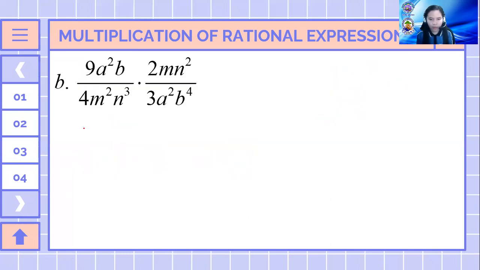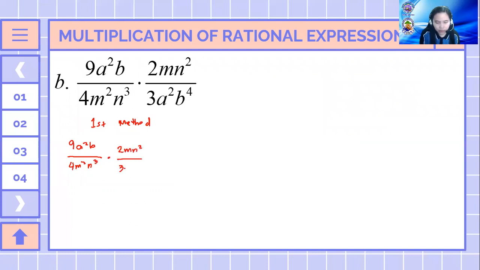We have to find the product of 9a squared b over 4m squared n cubed and 2mn squared over 3a squared b raised to the fourth power. Let's have the first method. Let me write the given first. So we have 9a squared b over 4m squared n cubed times 2mn squared over 3a squared b raised to the fourth power.